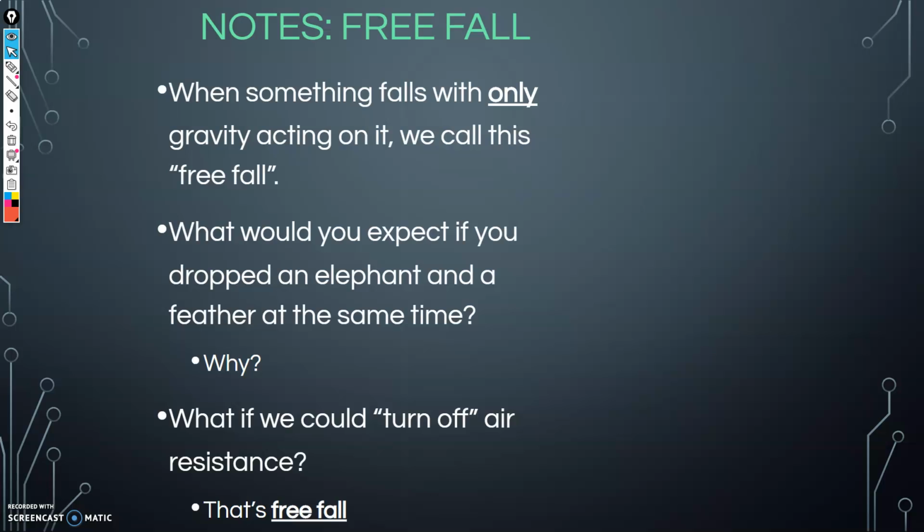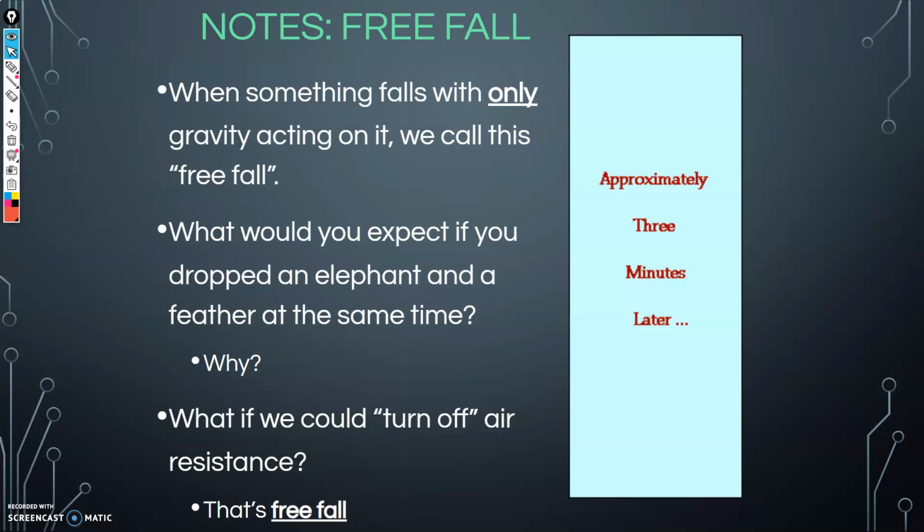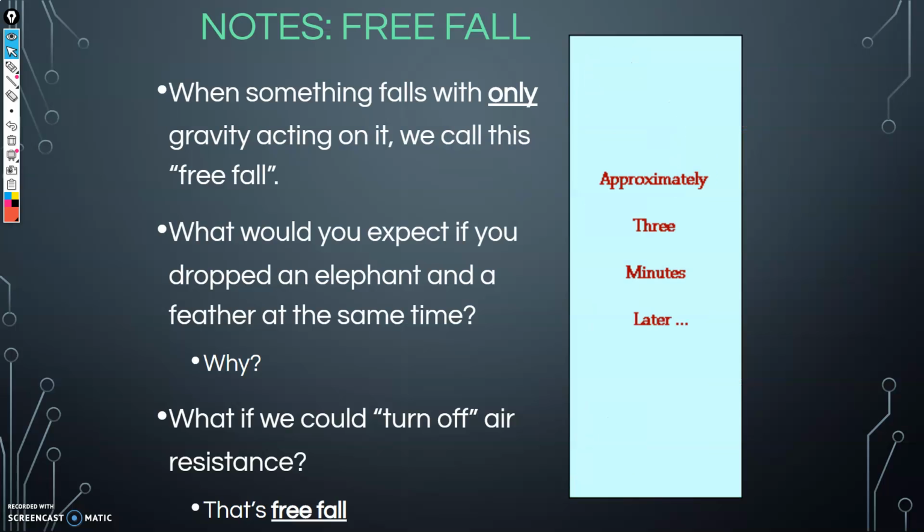And so we do want to assume at times when we're learning about physics what it would be like if there were no influences except gravity. And so that's what we'll learn today. It says, what would you expect if you dropped an elephant and a feather at the same time? Well, obviously, if you could imagine that, you would expect the elephant to fall and probably hit the ground much sooner than the feather would. And so as the feather falls, it takes a little bit longer for it to hit the ground, as the animation on the right shows.